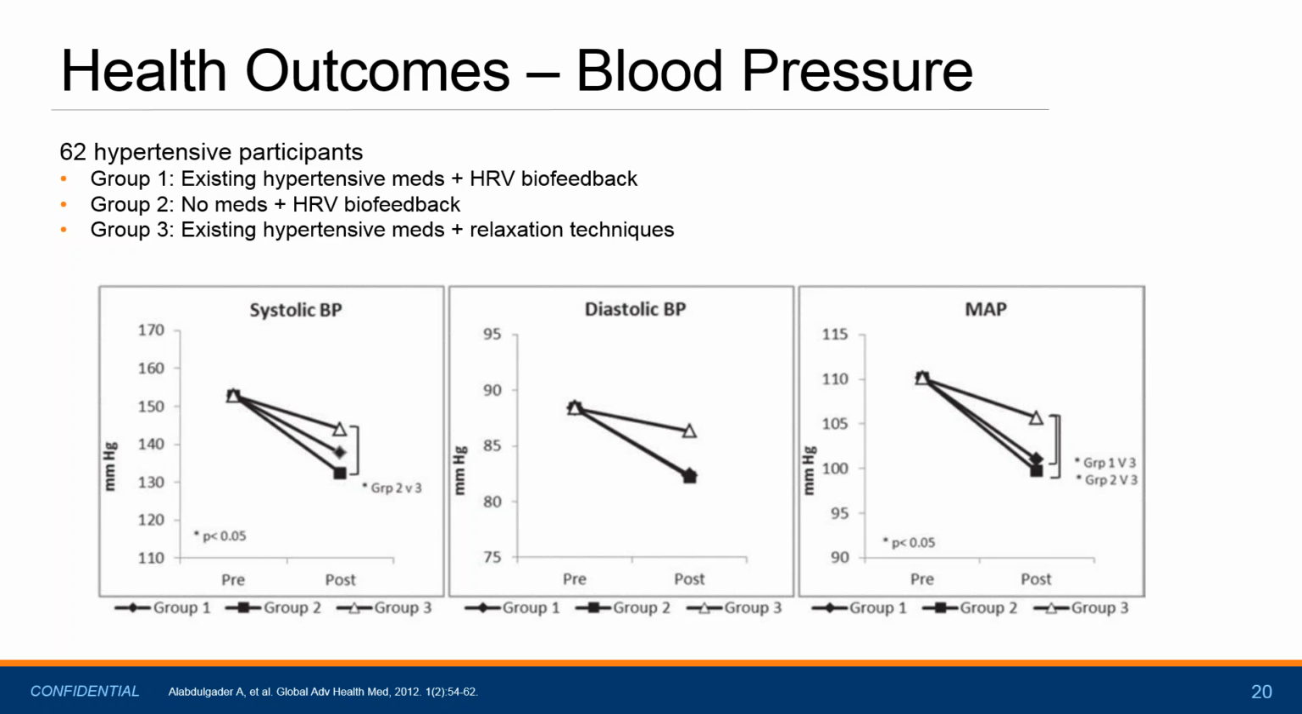And then looking at systolic and diastolic blood pressure, as well as mean arterial pressure, they saw a difference between the biofeedback groups 1 and 2 versus the relaxation technique. And really, they concluded that heart rate variability training was associated with a significantly greater reduction in mean arterial pressure in the 2 groups who used the biofeedback intervention as compared with the relaxation plus medication group. And I do want to point out that the group not taking medication that used the biofeedback intervention had a significantly greater reduction in systolic blood pressure compared to the relaxation plus medication group.